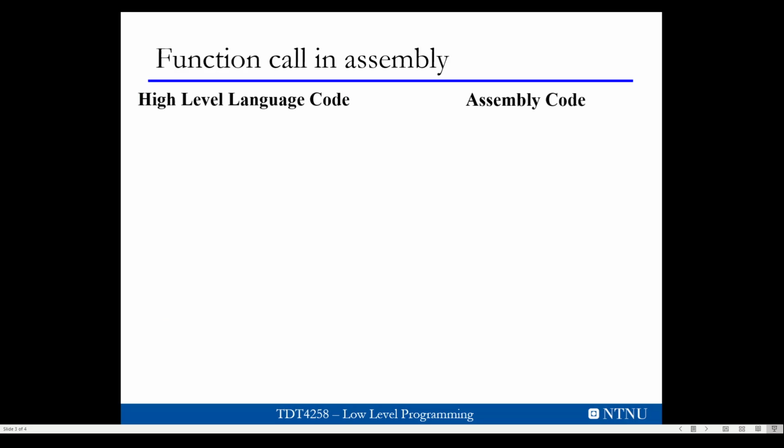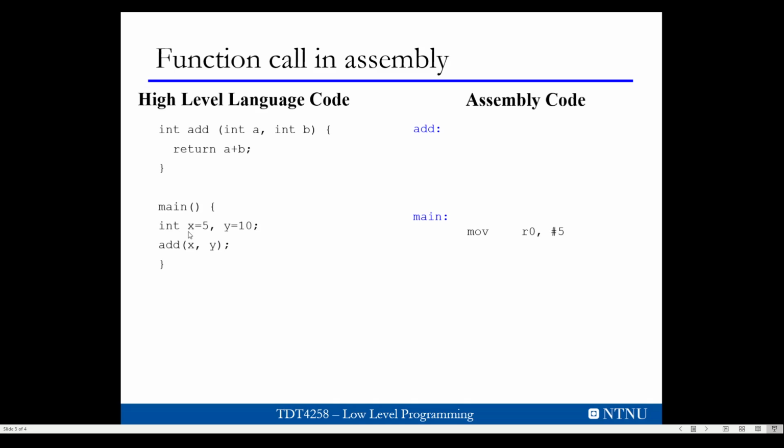Let's take an example. So this is our high-level language code. We have a function add, which takes in two parameters, adds those and returns the added value. Here is the main function. We have two variables x and y, and we call the function add with these two variables. In assembly, we have two labels, each corresponding to each of these functions.